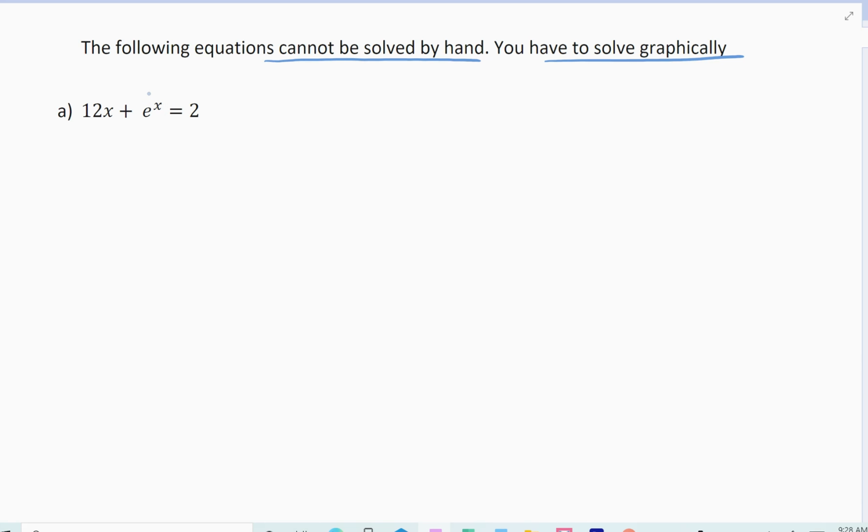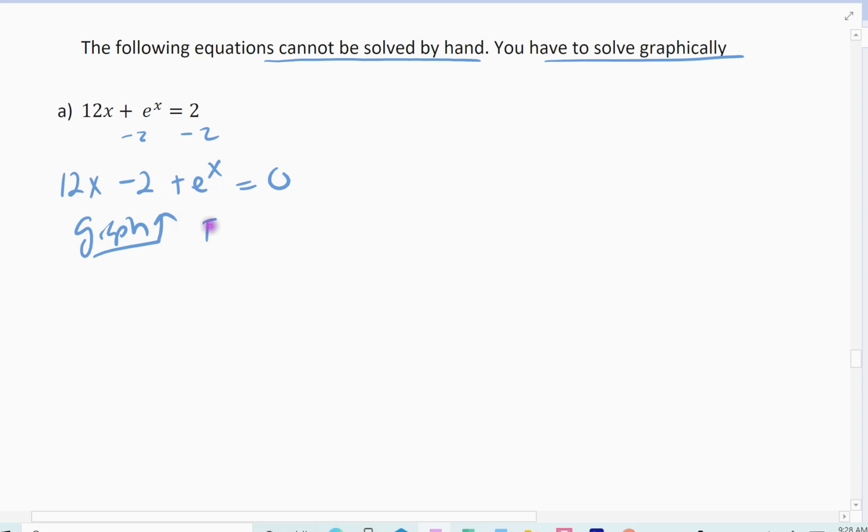All right, there's two ways to solve it graphically. You can either set it equal to 0 and find its zeros, or graph both sides and find where they intersect. So if I do the 0 case, and move the 2 over, I get 12x minus 2 plus e to the x equals 0. I graph this equation and find its 0. And that's one way to solve it.